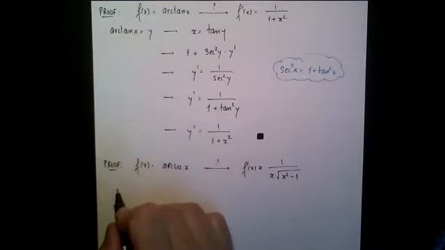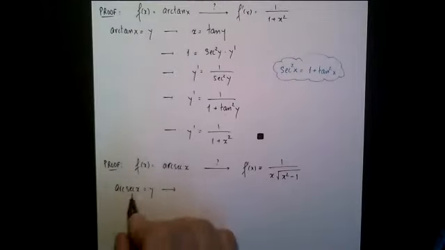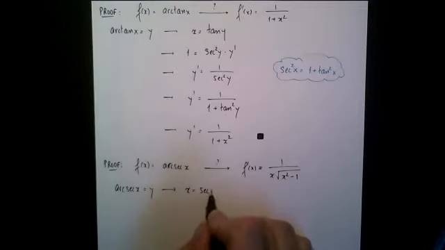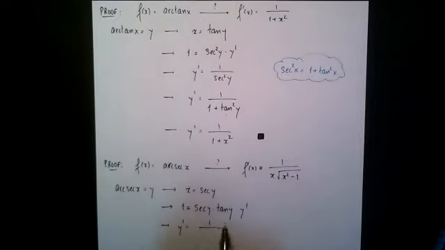Okay, so let's go again. Arc secant of x is equal to y. This means that x is equal to the secant of y. I'm going to derive both sides. The derivative of x is 1, equals the derivative of secant, which is secant times tangent times y prime. And so y prime is 1 over secant times tangent.